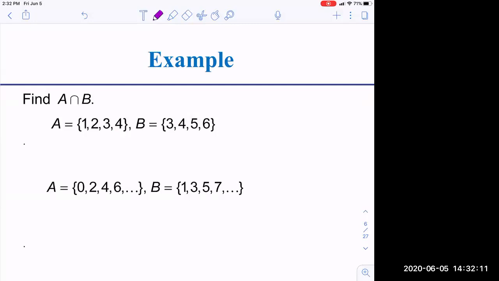Okay, let's do a couple of quick examples. So I want the intersection of A and B. I want the elements that are in both. Looks to me like 3 and 4 are in both. So the intersection of A and B is {3, 4}.